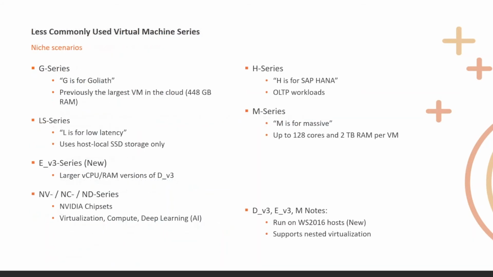Then there's some niche virtual machines, which personally I have not seen in production. I've only ever deployed some of these for lab reasons. So the G series, G is for Goliath. That used to be the biggest virtual machine in the cloud with 448 gigs of RAM on the high end.